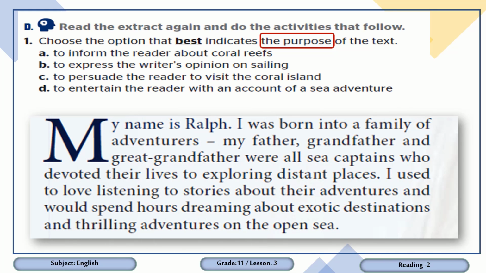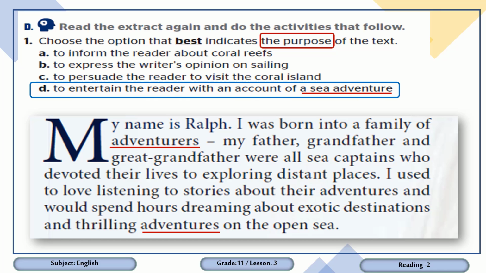If we go through the lines of the introduction here, we can notice some keywords that are going to lead to the answer. Here we have the word adventurers and we have the word adventures. So, from the very beginning, the writer attracts the attention of the readers that he is going to write something about an adventure. So, the correct answer is, excellent, letter D. The purpose of the text is to entertain the reader with an account of a sea adventure. Excellent. Good job.